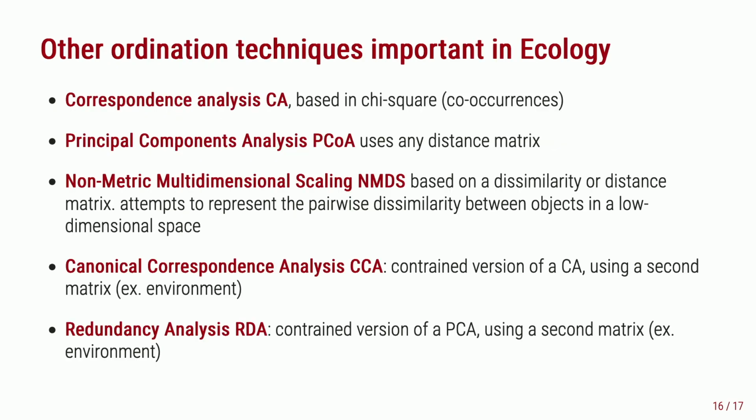And the other ordination techniques that are important in ecology are the correspondence analysis, which is based on chi-square distances, so it's presence and absence. So it will be able to take co-occurrences into account instead of linear relationships. Then principal coordinates analysis, there's a typo there. It uses any distance matrix. So for example, if you have Bray-Curtis, which is not good for PCA, you use a principal coordinates analysis. It will be able to ordinate this.